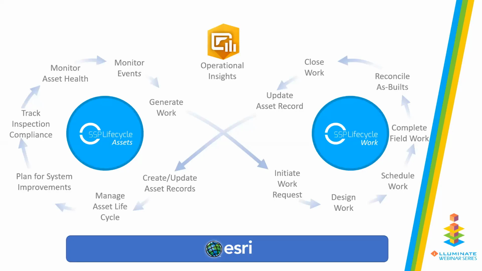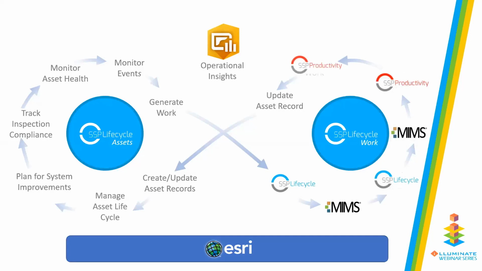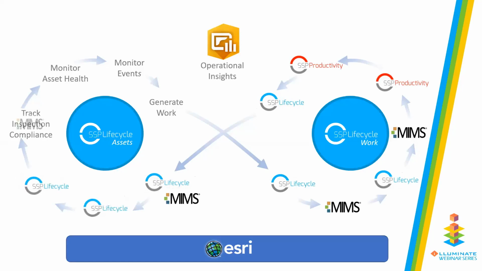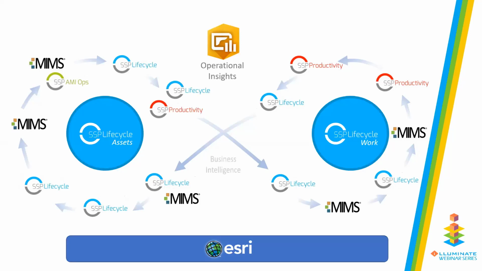So I'm just going to start, and you can see how adding additional SSP technology to the mix. You can see how MIMS is used for design and field work, and Productivity for as-built reconciliation and process workflow, and MIMS to track inspection, compliance, and AMI Ops to monitor asset health. And then finally, with all the data that are created and maintained, you can use Insights for ArcGIS to extract business intelligence from all of this data.